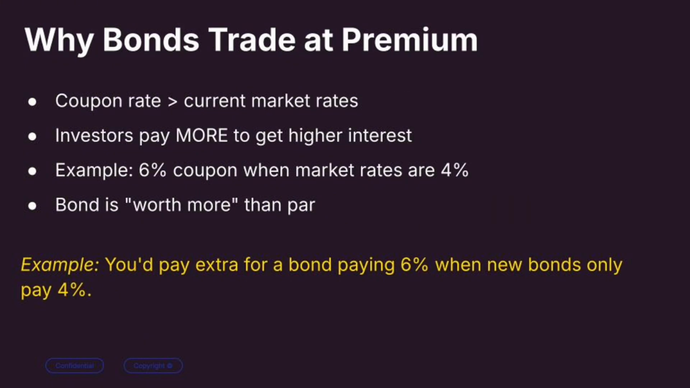Why would anyone pay more than face value for a bond? It comes down to interest rates. When a bond's coupon rate is higher than current market rates, that bond becomes more valuable. Investors will pay a premium to lock in that higher income stream. Picture this. You own a bond paying 6%, but new bonds hitting the market only pay 4%. Your bond is suddenly more attractive. Buyers will pay extra, above par, to get those higher payments.